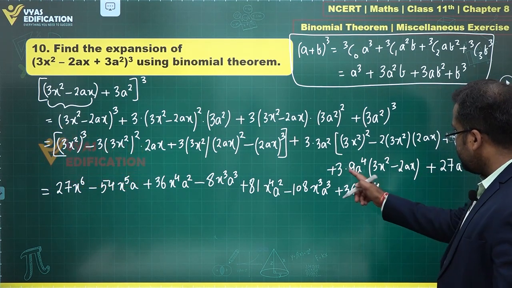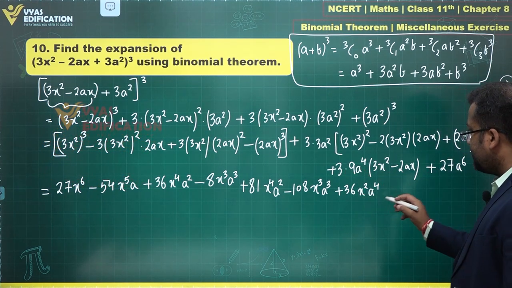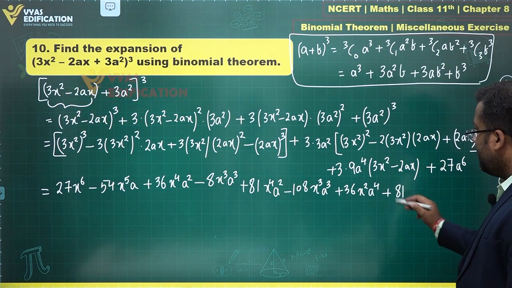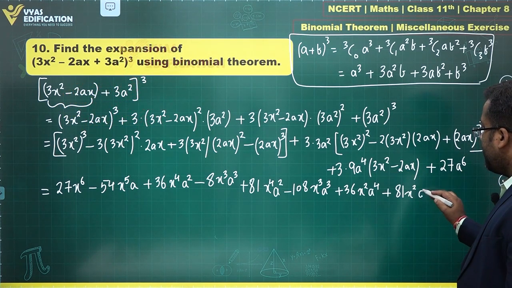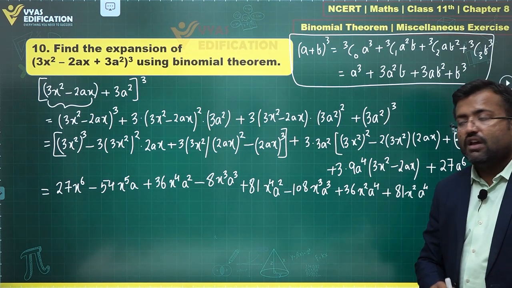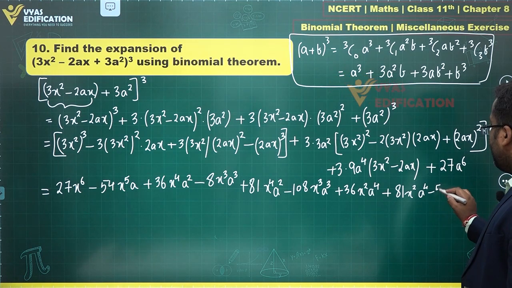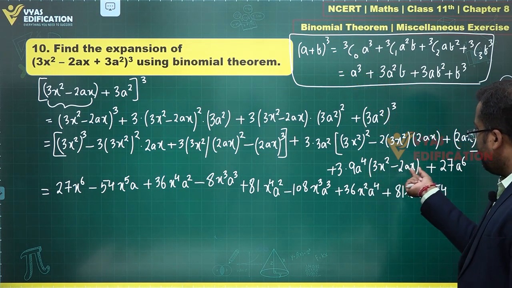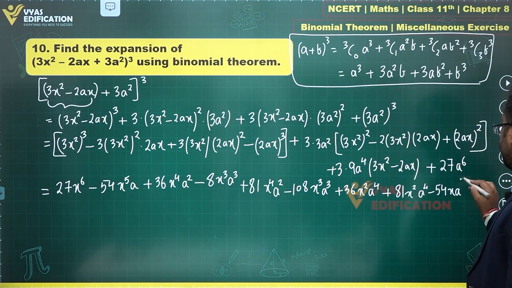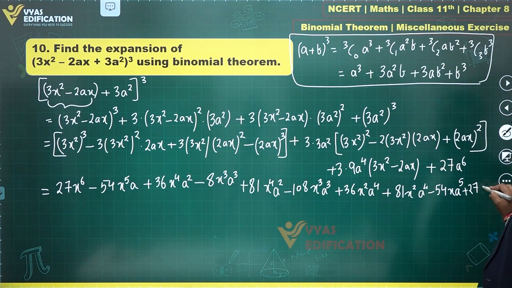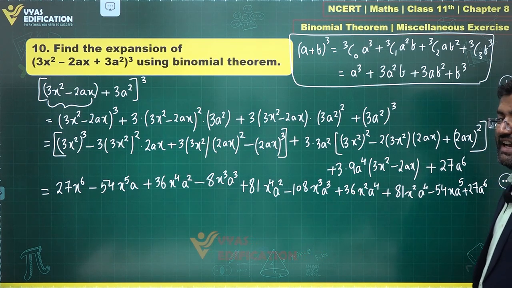What next? This term. This is 9 times 3 is 27 times 3 is 81. And you have x square a power 4. This is what you have. This is a minus. This is 27 times 2 is 54. Okay. And you have a power 4 a times x, x times a power 5. Then you have 27 times a power 6 is what you have at the end.